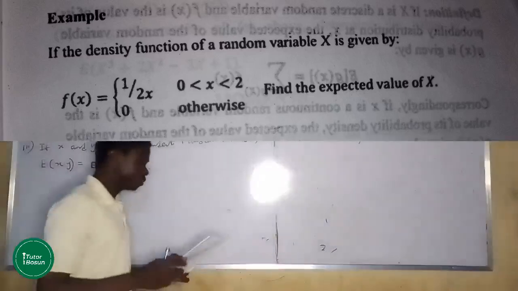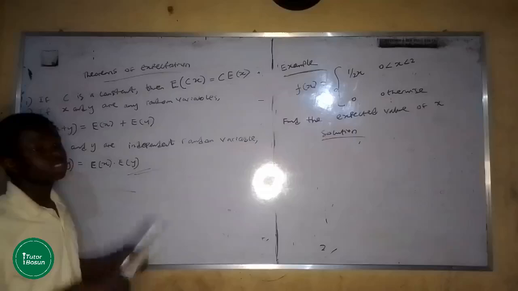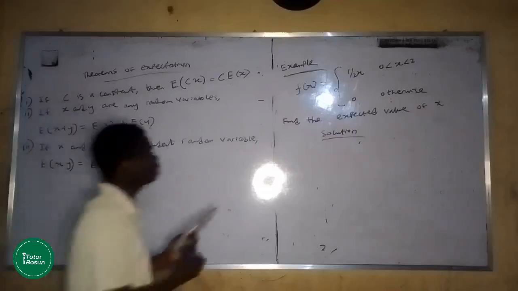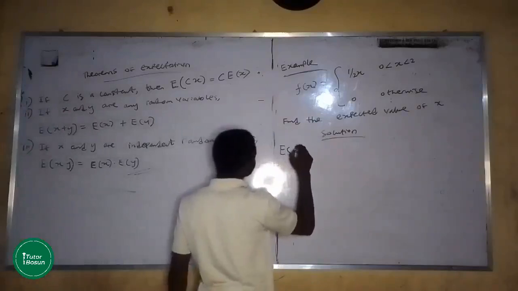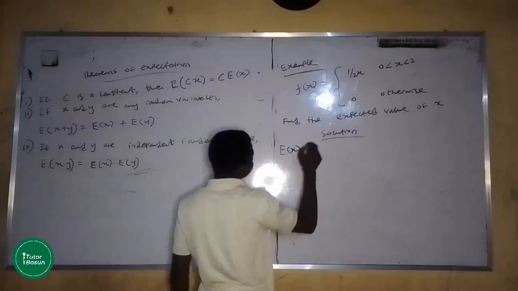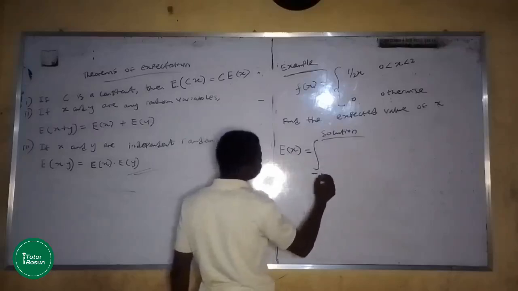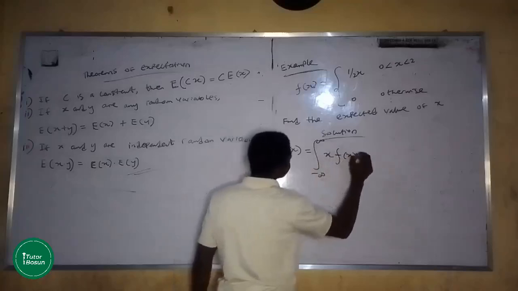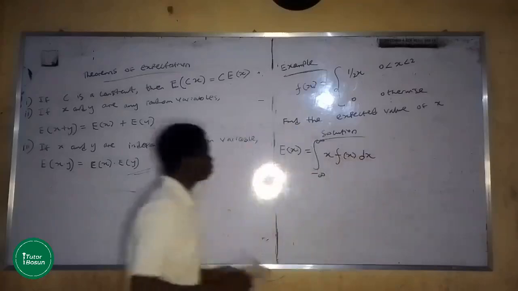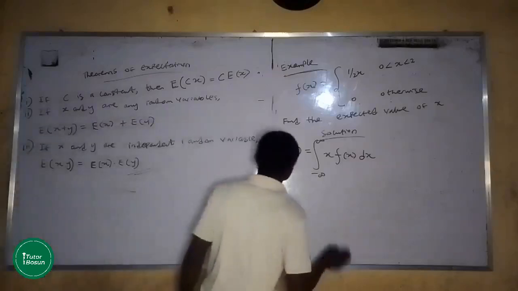Solution. Here it has been stated that f of x is a density function, and I need to know the ways of calculating the expected value of a density function. The expected value of a density function is to integrate from minus infinity to infinity of x times f of x dx.